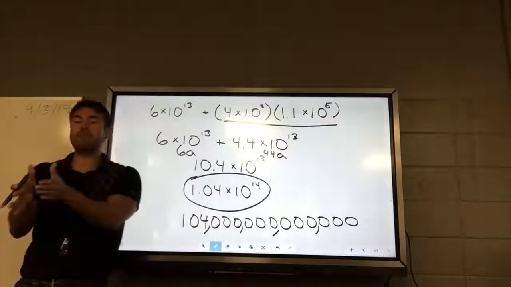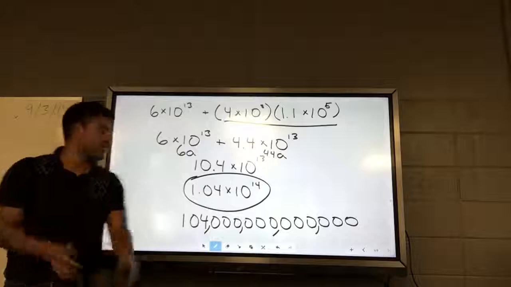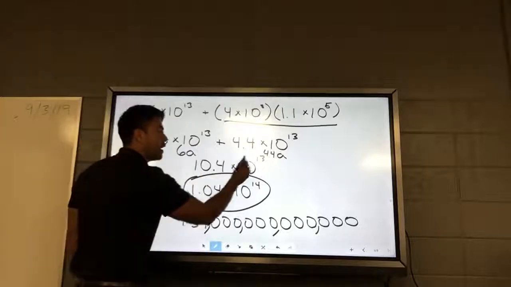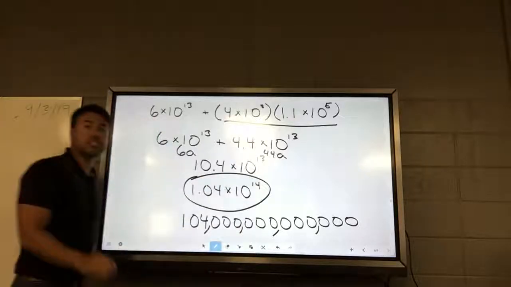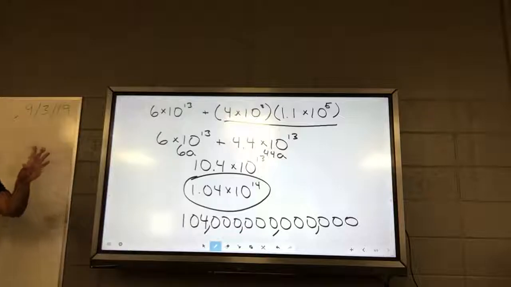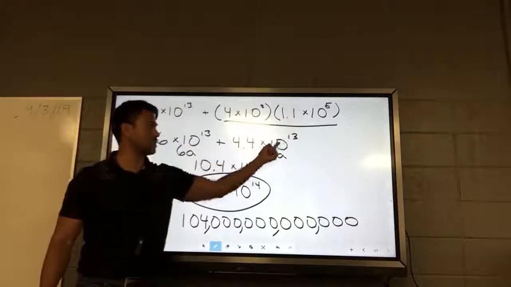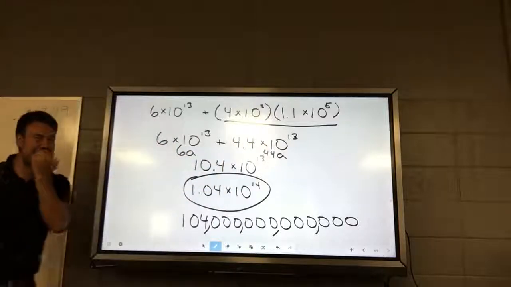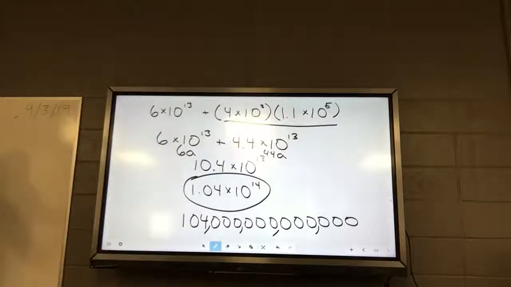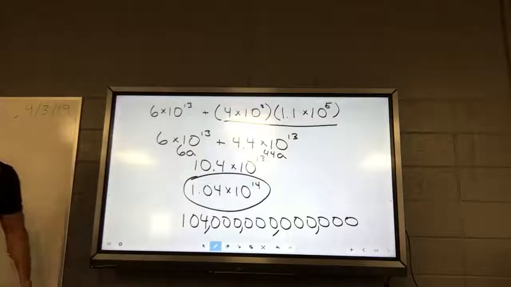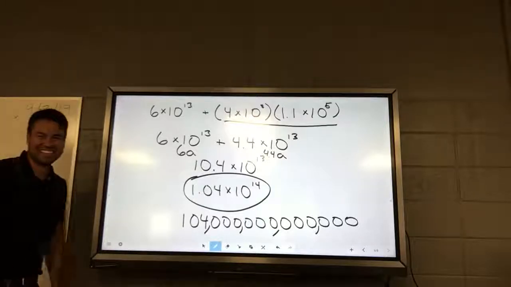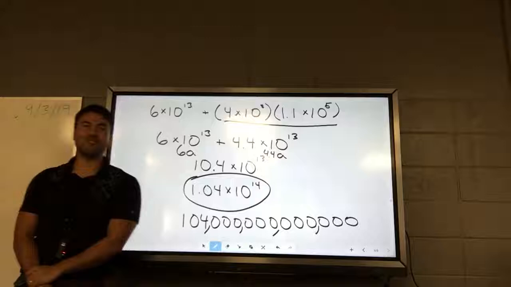So it'd be 10.4A. Did I do anything to change the exponent? No, because they're like terms, and you don't change that variable part. Hagen, can you explain it back to me? You can pick whatever letter you want. It doesn't even have to be A. It can be Z for zillion.